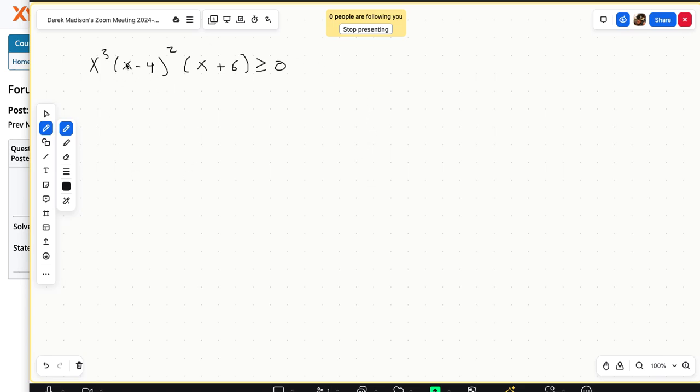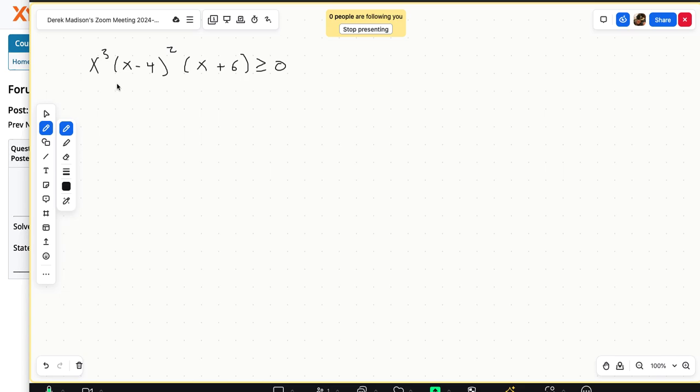Okay, so for this one, we're asked to solve this polynomial inequality and state our answer in interval notation. There's a couple of ways to do this. There's probably 3 or 4 ways to do this. I'll show the two that are probably the easiest. First, I'll do this by graphing.